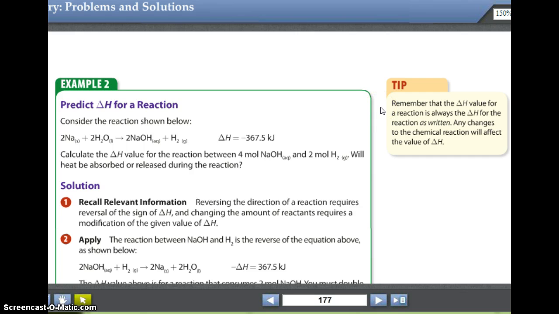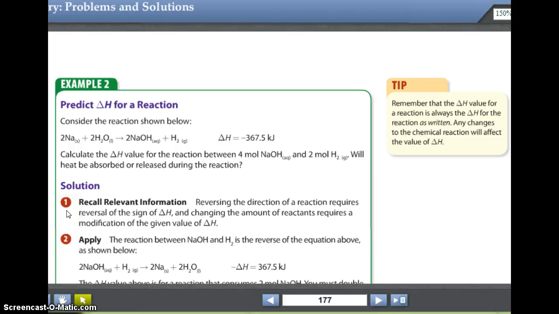Tip: remember that the delta H value for a reaction is always the delta H for the reaction as written. Any changes to the chemical reaction will affect the value of delta H. Predict delta H for a reaction. Consider the reaction shown below: 2 solid sodium atoms plus 2 liquid water molecules yields 2 sodium hydroxide, aqueous, plus 1 hydrogen gas molecule. Calculate the delta H for the reaction between 4 moles of NaOH and 2 moles of H2. Will heat be absorbed or released during the reaction?